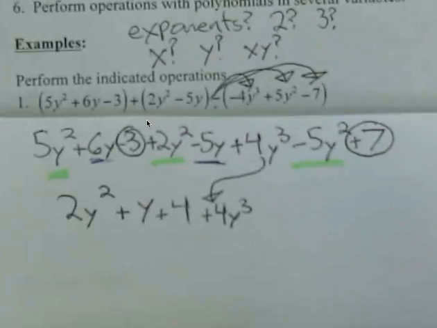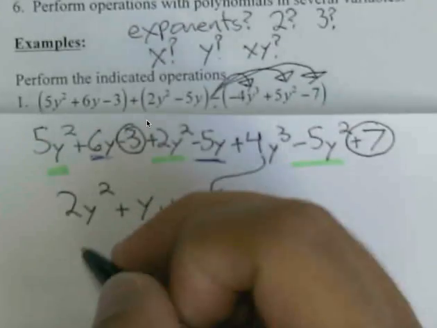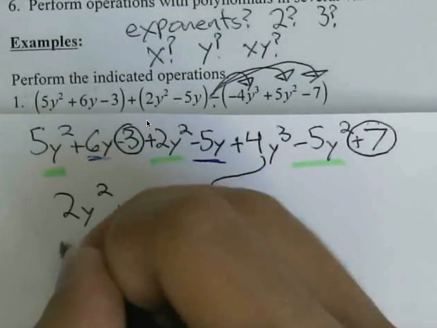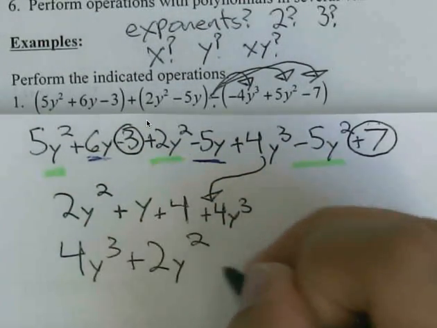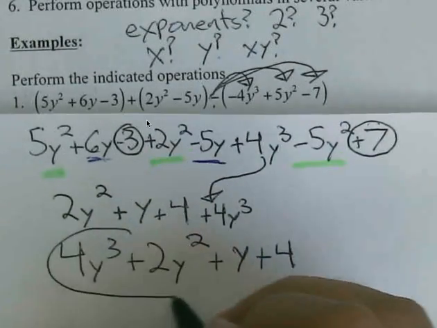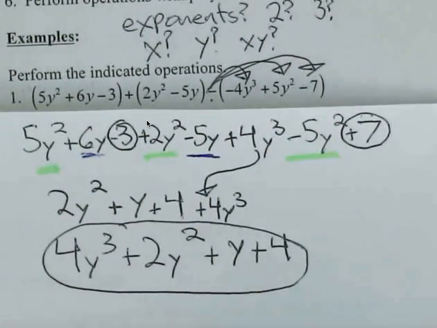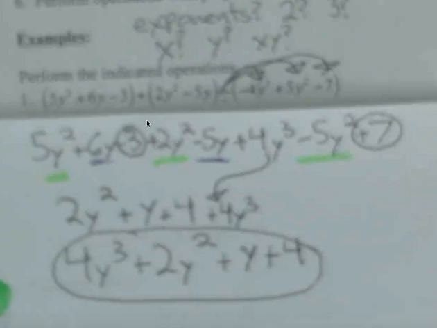If you want to aim for standard form, which is just the highest exponent going down to the right, we can rewrite this as 4y cubed plus 2y squared plus y plus 4. That would be the most simplified version of this. Cool.